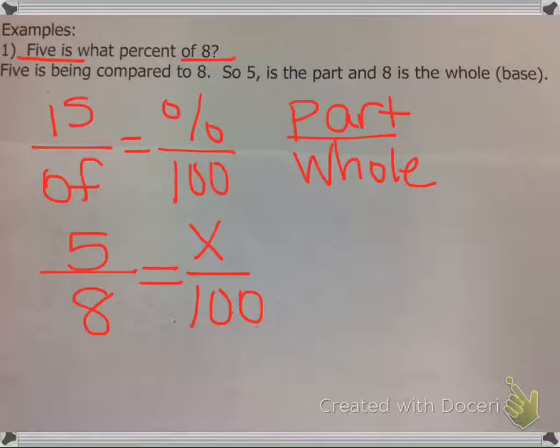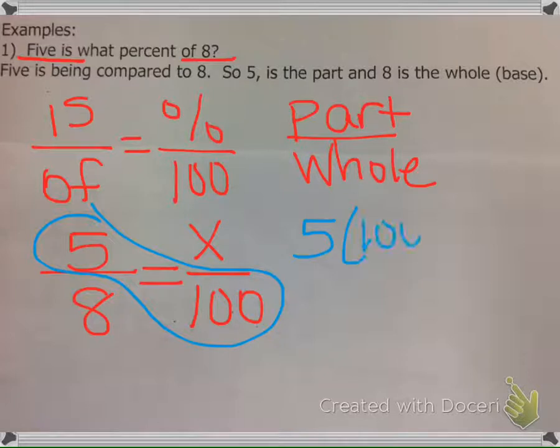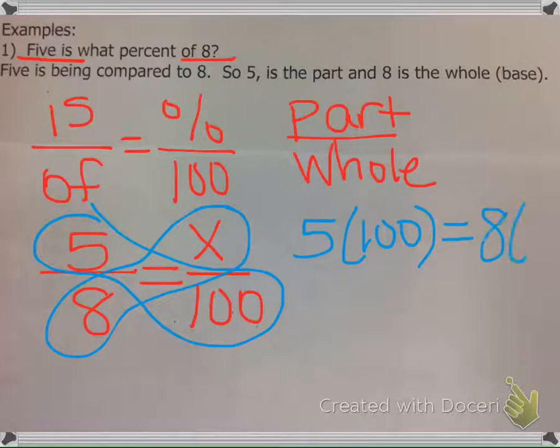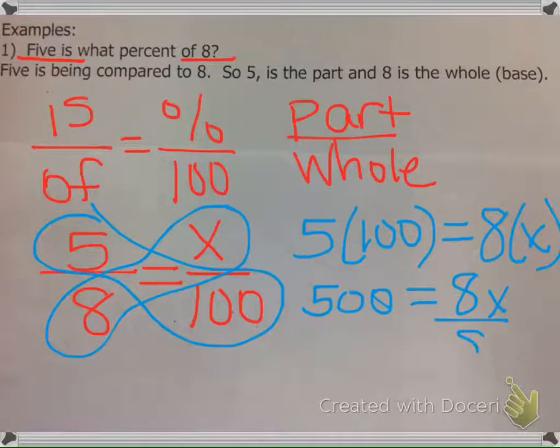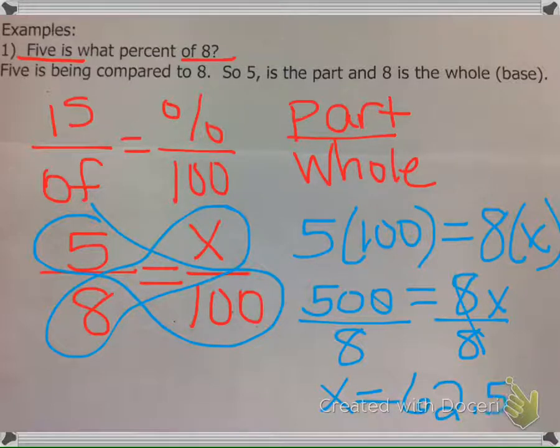Okay, and you're going to solve this proportion, which you should be able to do. You're going to do 5 times 100 and 8 times x. Okay, 5 times 100 is 500. 8 times x is 8x. And you're just going to solve that one-step equation. Divide by 8, divide by 8. 500 divided by 8, you get x equals 62.5, and that's the percent.